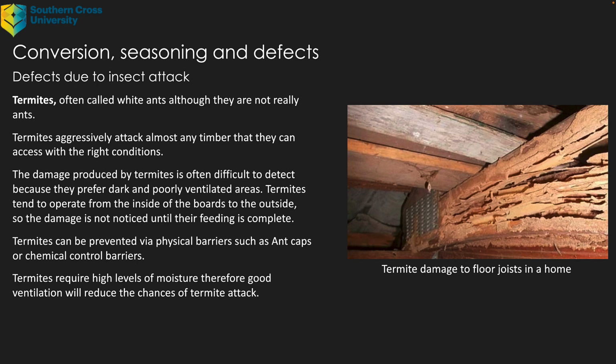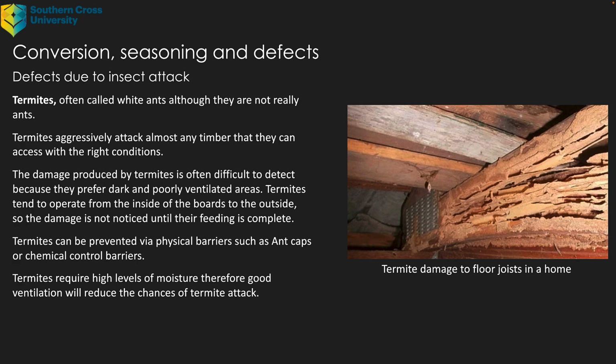Termites are often called white ants in Australia, although strictly speaking they're not really ants. Termites aggressively attack almost any timber they can access with the right conditions. In Australia, there are some notable exceptions. Cypress pine is one. Termites will attack cypress, but they will avoid it where possible. The damage produced by termites is often difficult to detect because they prefer dark and poorly ventilated areas. Underneath houses is obviously one.